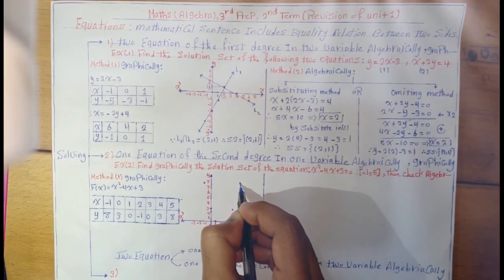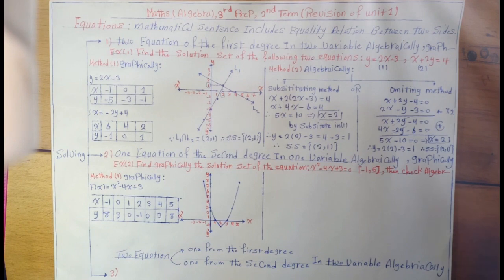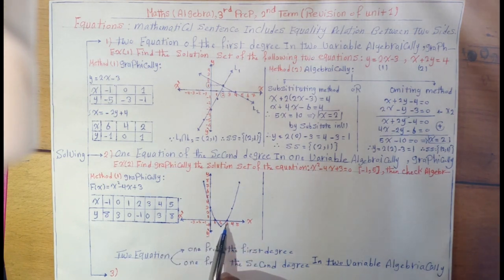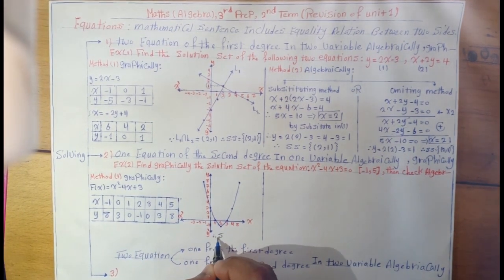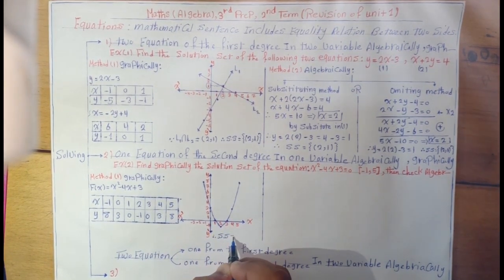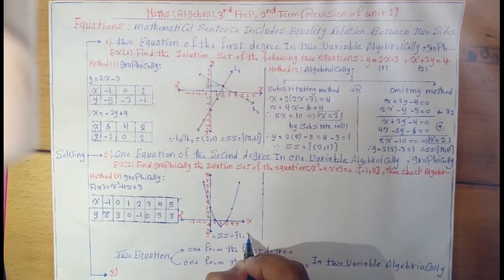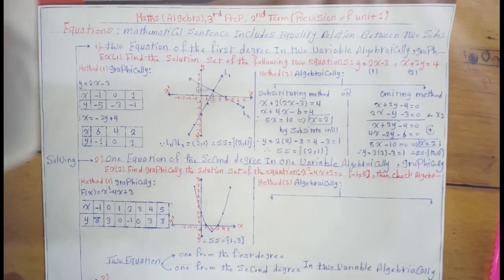Now let's connect them. We get this curve, and this curve intersects with the x-axis at the points 1 and 3. Then the solution set equals the set {1, 3}. This is the first method.